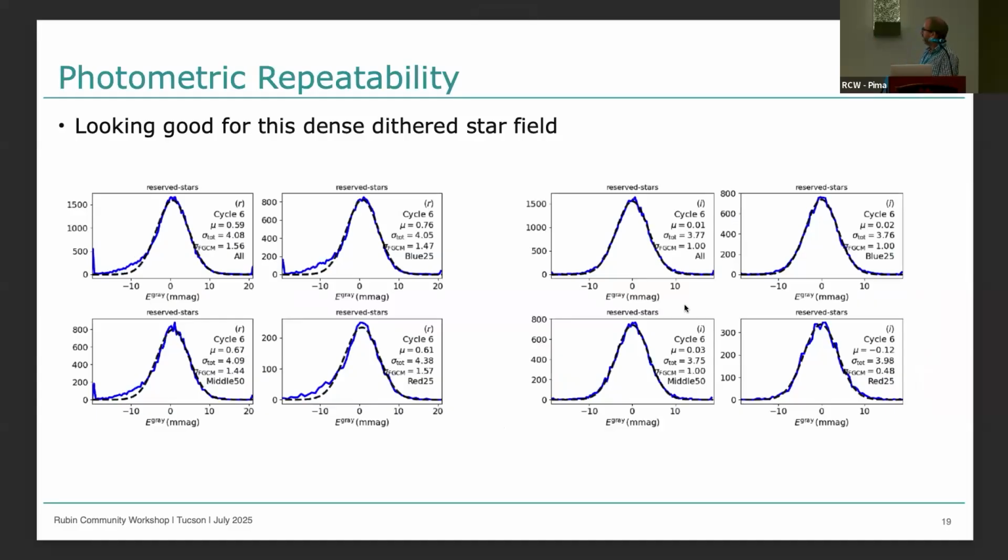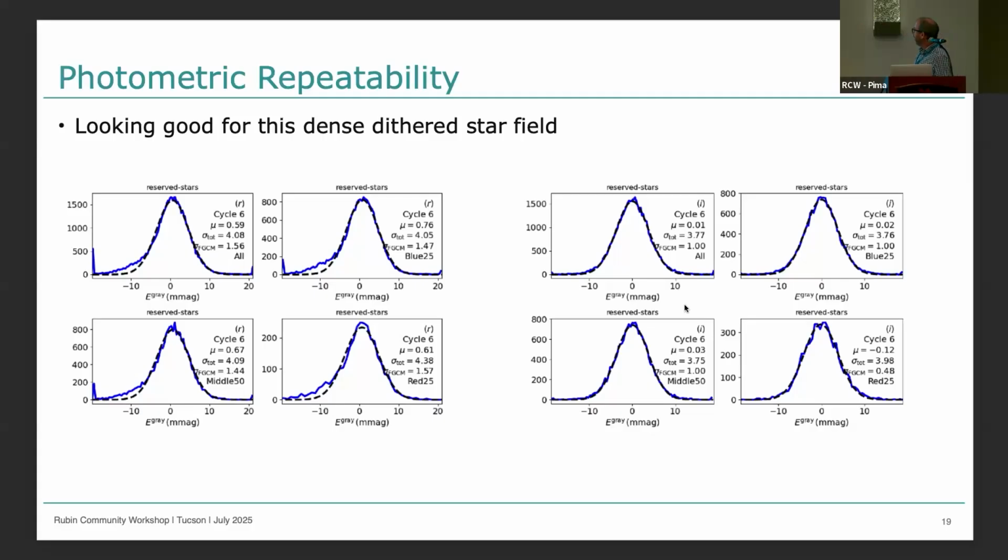So we have photometric repeatability. Now this is internal, using all of the, we know approximately what main sequence star SEDs look like. So it basically does the integrals, does some shortcuts. And this is 10% of the stars that are reserved. This is the repeatability for the 10% reserved stars. In the upper left of each panel, we have all of the stars. In the upper right, we have the 25% bluest, middle 50%, and 25% reddest stars.